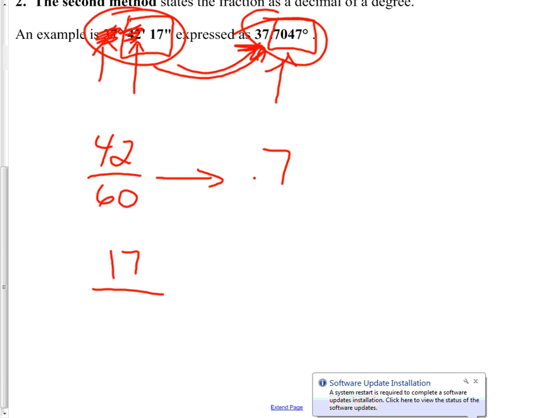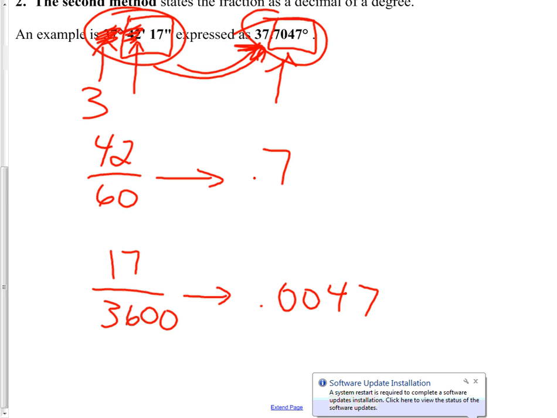Exactly. Because how many seconds are there in an hour? Remember, this is a lot like an hour. Okay, 3,600. And so I take the 17 divided by the 3,600, and I get 0.0047.